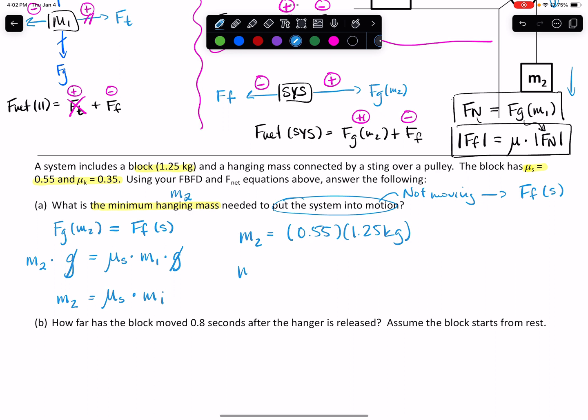So mass 2 is going to be 0.688 kilograms. So the minimum mass that will put the system into motion will be 0.688 kilograms. If I have a mass less than that, the system will not move because it will not have provided enough applied force to overcome the static friction.